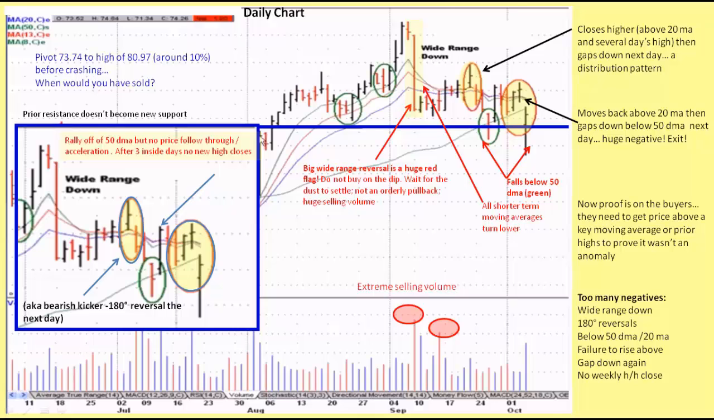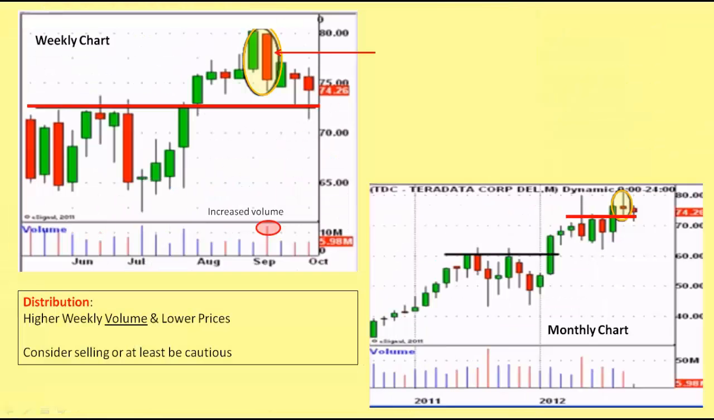Not only that, as it was struggling to regain its footing, it gapped down, and you had no weekly higher high close. Then you expand your view by looking at the weekly chart, and you can see that you had a weekly close that was lower than the prior week and on higher volume. And as we said earlier in the presentation, that is the definition of distribution. So when you see that higher weekly volume and lower prices, you want to be cautious. And at the very least, you want to consider selling all of your position or scaling out of part of your position, and at the very least be cautious.